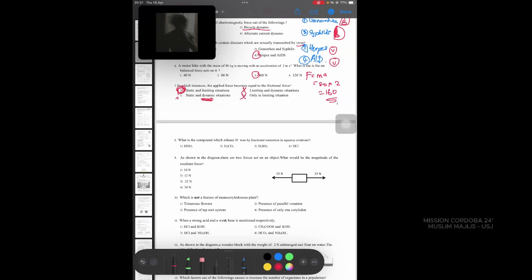So because of that, I eliminated answers 2 and 4 because they don't have static. Then I thought, okay, am I going to mark 1 or 3? So I have to think between limiting and dynamic. Since limiting is a little lower, I went for limiting and not dynamic. Clear?